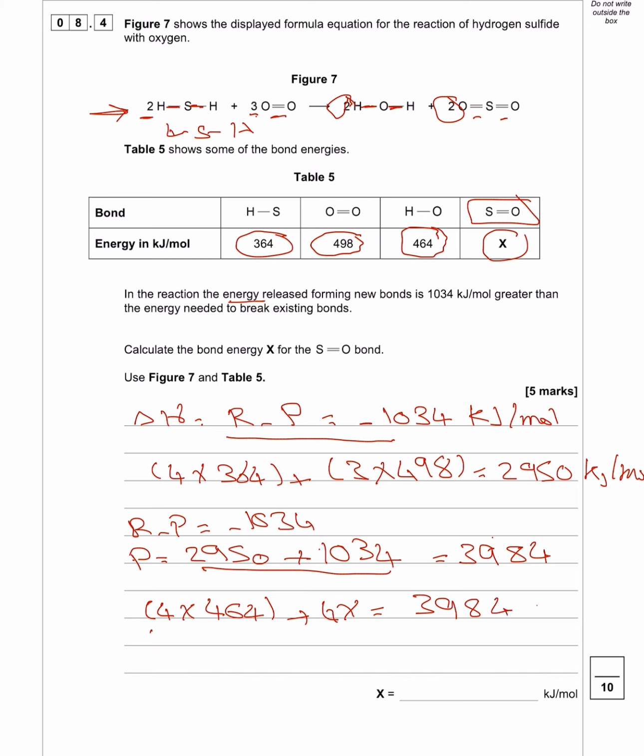So all of that equals 3,984, which means that the 4x equals 3,984 minus the 1,856, which is 4 times 464. So the 4x bit equals 2,128, and then the x equals 532. So the energy here for the S double bond O is 532 kilojoule per mole.